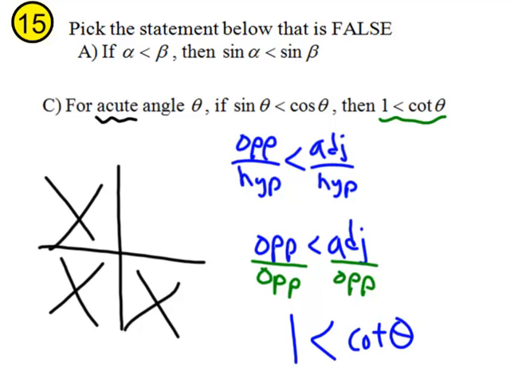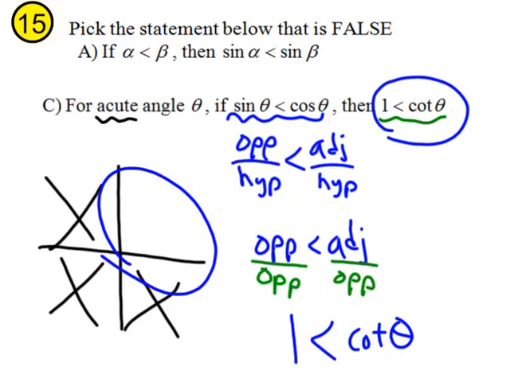So starting with this fact, we have deduced that this must also be true. And the fact that we were working in the first quadrant assured us that all these values, the opposite and adjacent, were positive the whole way. So we can be sure that this is true. So it appears that C is a true statement and therefore not the one that we want to circle. I want you to contrast that with answer choice A.